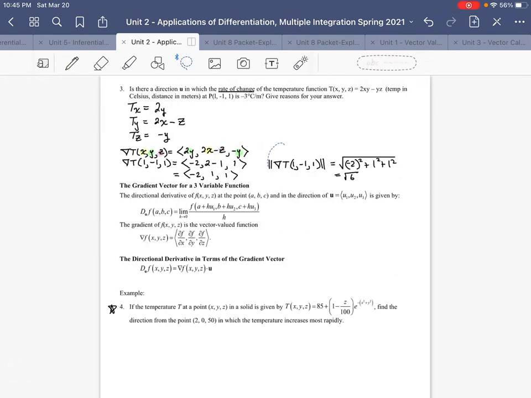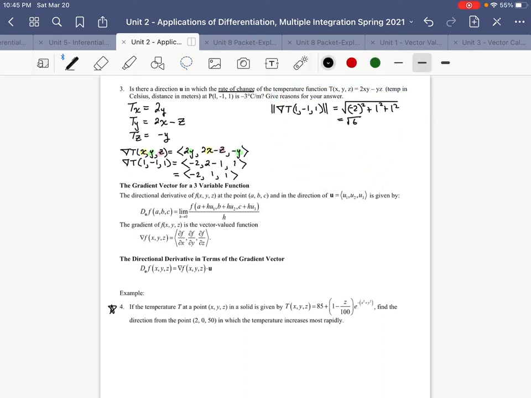So we can now look for the directional derivative, D sub u of T at (1, -1, 1), is equal to root 6 times the cosine of theta. And they told us, because they said, is there a direction u in which the rate of change is negative 3, that this is negative 3. So cosine of theta would be equal to negative 3 over root 6. Then it's just a matter of simplifying, if possible. It's also possible that there's no solution, so that's something to keep in mind.